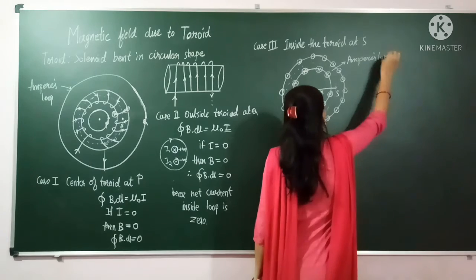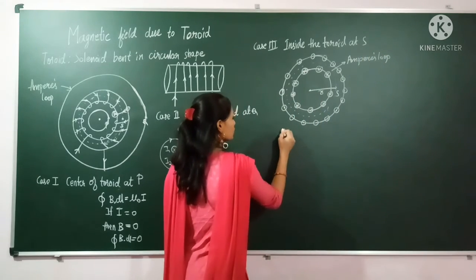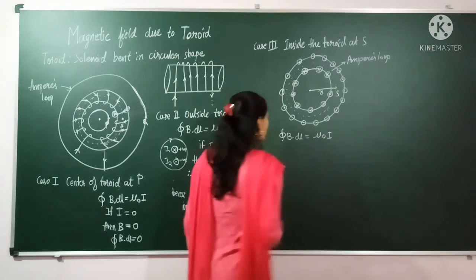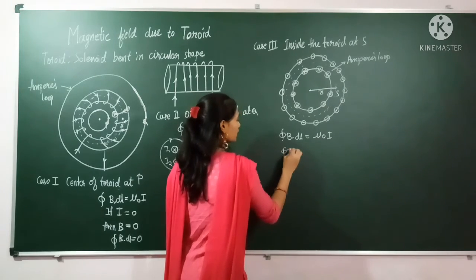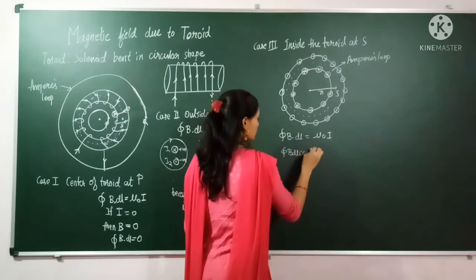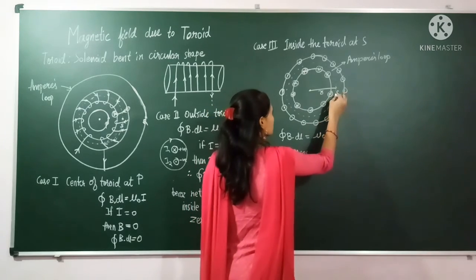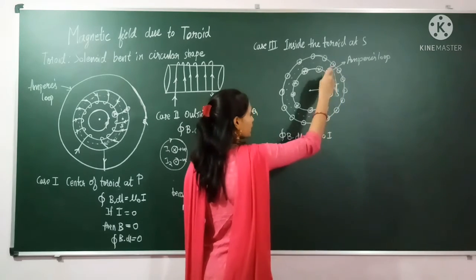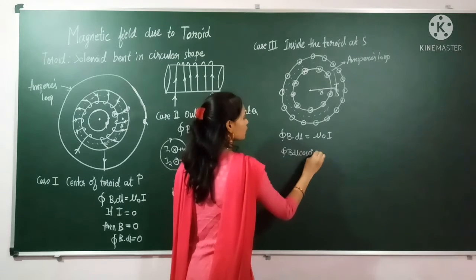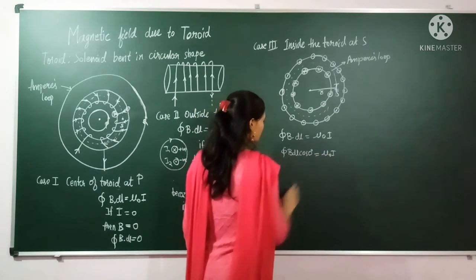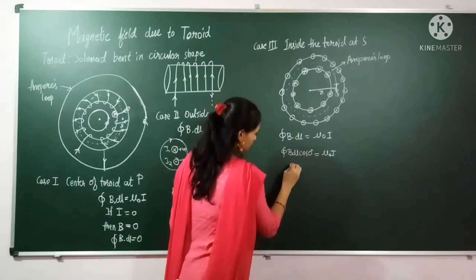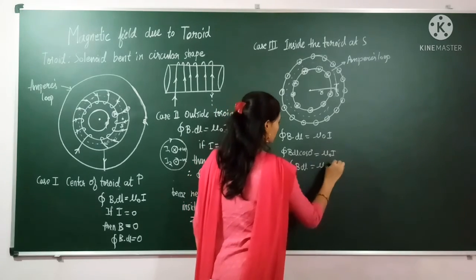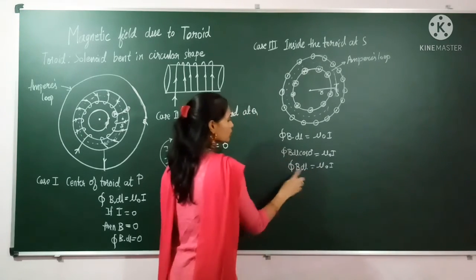For this we will apply Ampere's Circuital Law, that is closed integral B dot dl equals mu naught I. Now this can be written as closed integral B dl cos theta. Here theta will be taken as 0 degree because this is the direction of the magnetic field and this is the direction of the current element. Both are in the same direction, so theta will become 0. So cos 0 degree, equals mu naught I. Next, closed integral B dl equals mu naught I. Next, B multiplied by closed integral of dl.